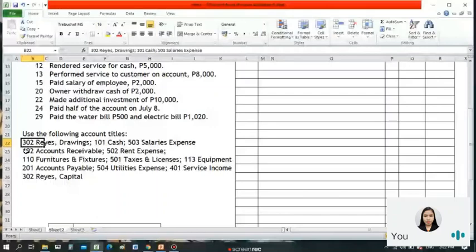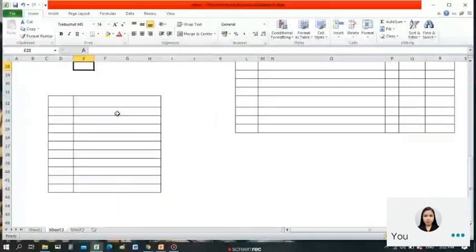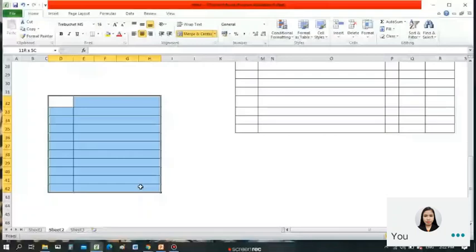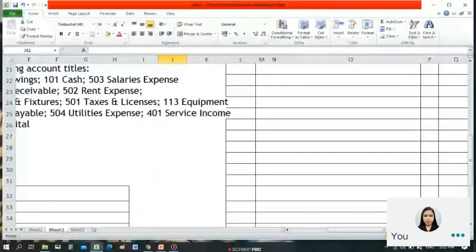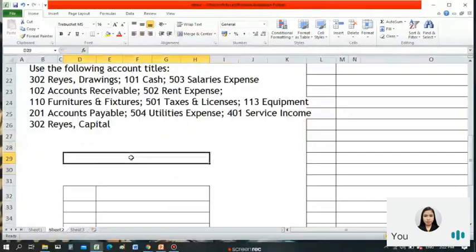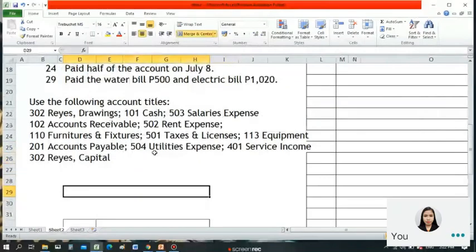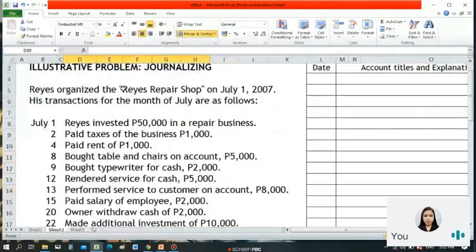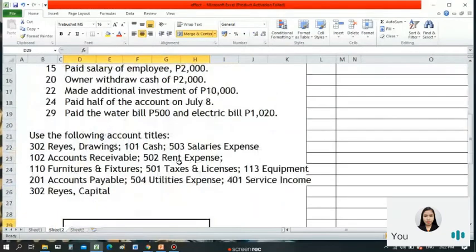So this is the sheet for the chart of account. I-zoom ko lang. So in preparing the chart of account, first you must prepare the heading. To prepare the heading, first in line is the name of the business. So kung ano po yung pagkakasulat sa transaction ng name of the business, same na rin ng inyong paglalagay ng name of the business.